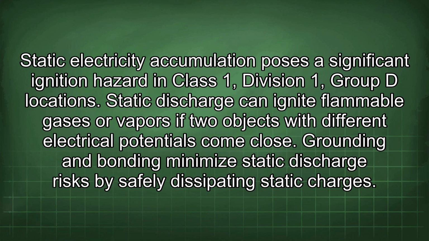Static electricity accumulation poses a significant ignition hazard in Class 1, Division 1, Group D locations. Static discharge can ignite flammable gases or vapors if two objects with different electrical potentials come close. Grounding and bonding minimize static discharge risks by safely dissipating static charges.